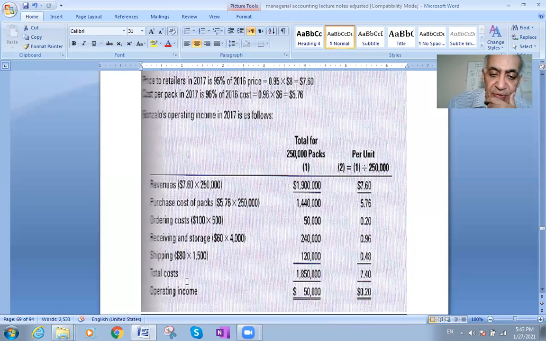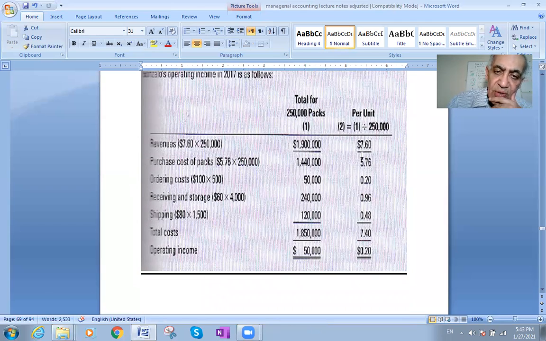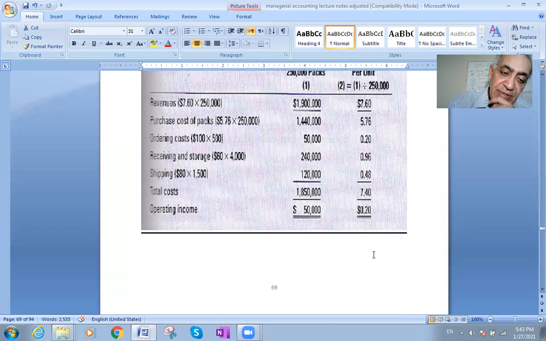So when you count the total costs, it will be 1,440,000 plus 50,000 plus 240,000 plus 120,000. All of that comes to 1,850,000. Then the operating income will be 1,900,000 minus 1,850,000, which gives me $50,000. This is the operating income. For one unit, I divide the 50,000 by the 250,000 planned units to sell. This will be 20 cents for the operating income.